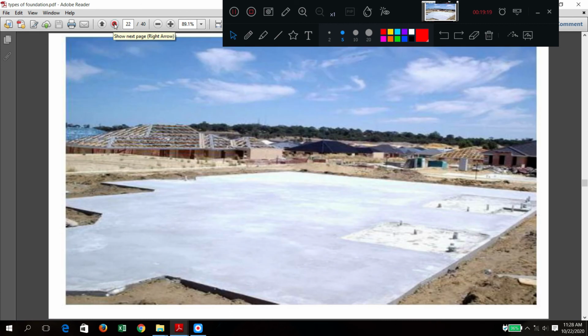Now in this diagram, I will explain. This is an example of a mat foundation or raft foundation. Here one big large foundation base is created. On this, one column will come here, one column here, one column here, one column here, and here may be a boundary wall. So for all the above-ground structures, you are providing one common footing. That is called a mat or raft.